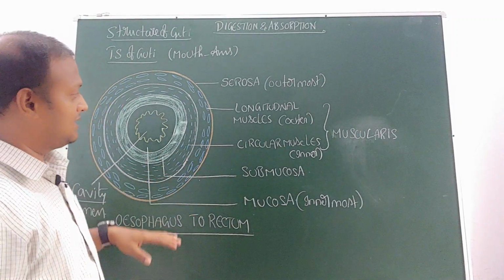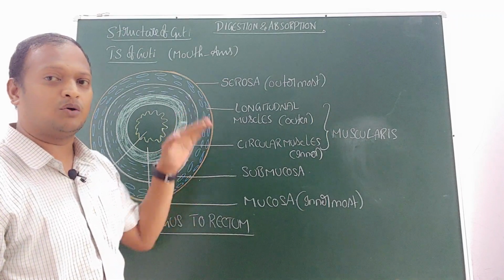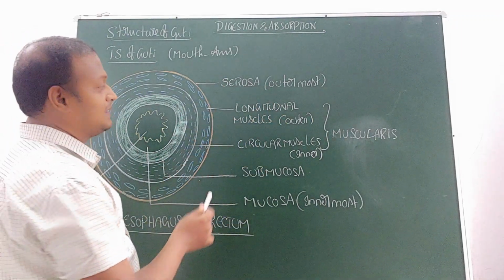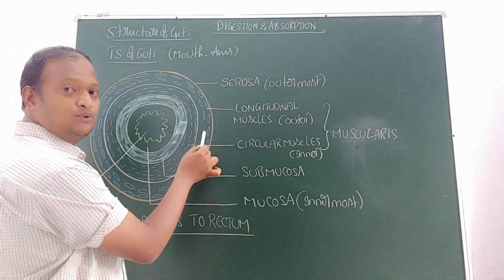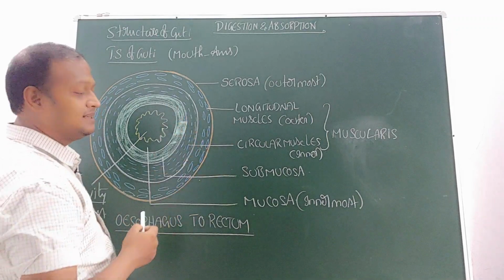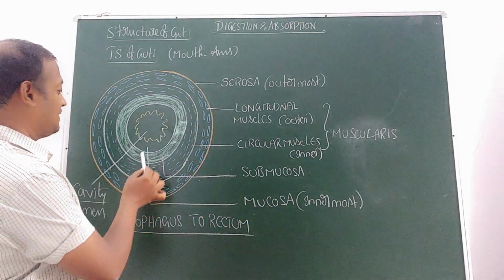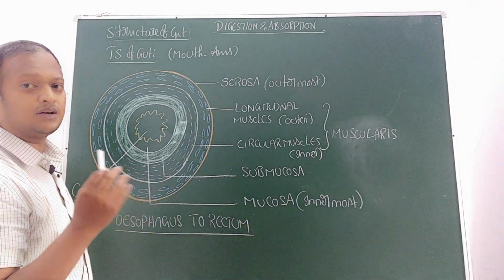So here the gut consists of 4 different types of membranes from outer to inner. The outermost membrane is called serosa. The second layer is called muscularis: outer longitudinal, inner circular muscles. The third layer is called submucosa. And the fourth layer, the innermost layer, is called mucosa.